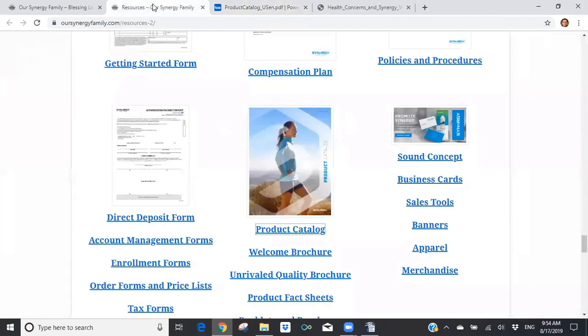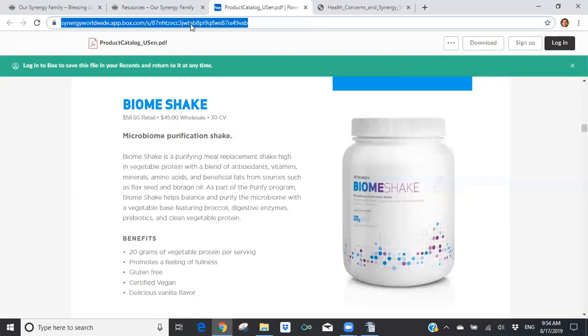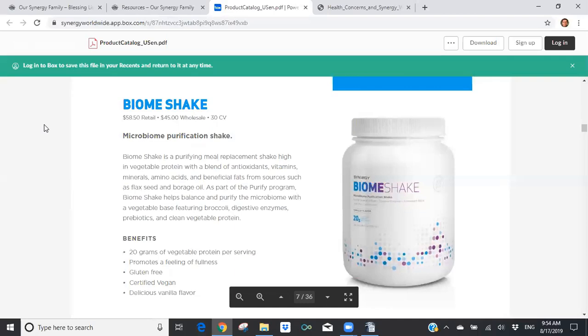And for everyone that's on this call, if you go to the resource page and scroll down to the bottom, you can click on the image for the catalog, or you can click on the words product catalog, and it opens up this PDF. You can copy and paste that URL link into an email and send it to your potential client or client. And again, a very simple line in your email: here's a link to Synergy's catalog. You might find some other great products that will help you address some of your health concerns. And leave it at that.